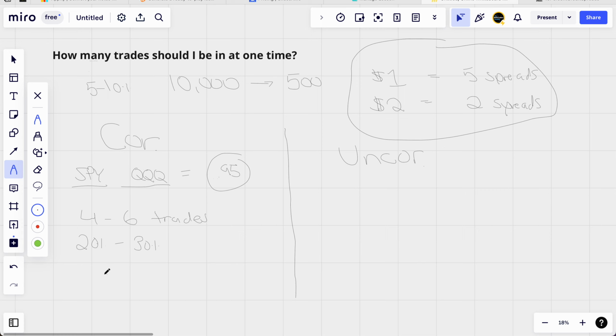Now, why does this work out? Well, like I mentioned in other videos, I like to take 2 trades every single week. And again, my trades go out between 2 to 3 weeks. So that means I can have anywhere from 4 to 6 trades on at a time. I hope that makes sense, but that's just a side note.